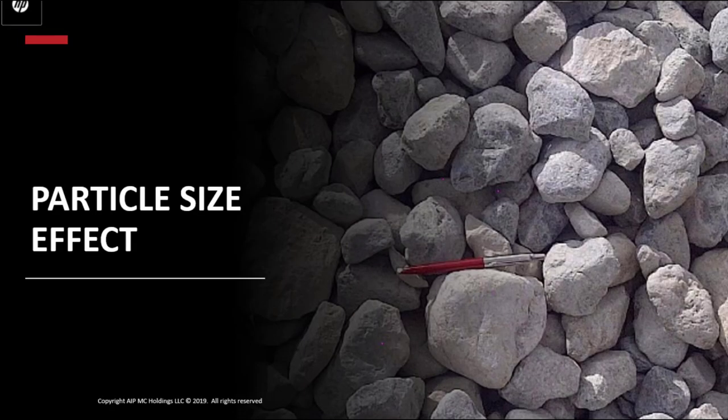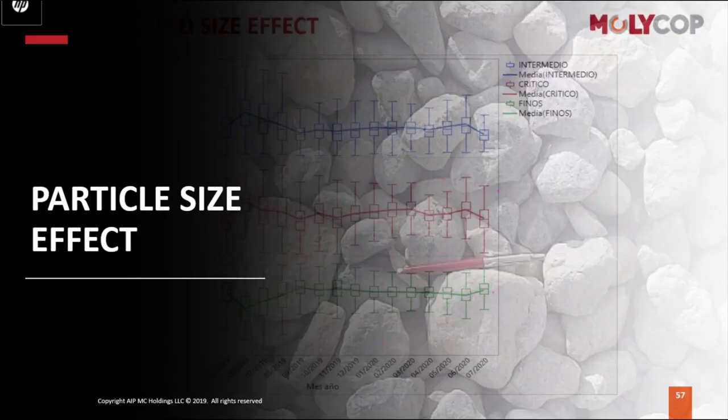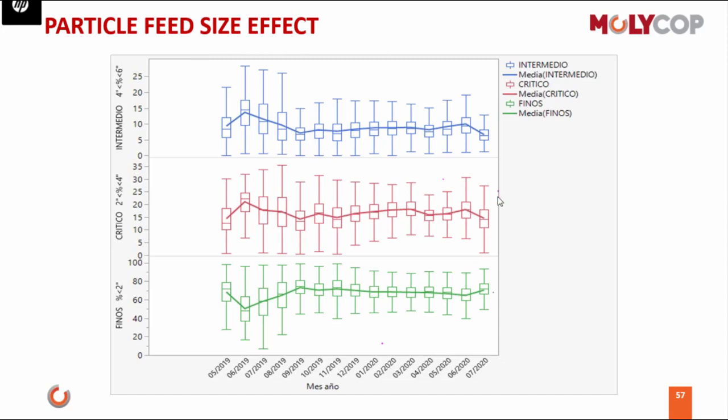What about the particle size? The particle size has a strong effect on the throughput. For example, what is important? First of all, you have to measure how the range of the particle size fits the stockpile. You have to take a range. For example, this range is the fine particles at the bottom. It's minus 2 inches. The critical size is between 2 inches and 4 inches. And the intermediate or coarse particles are going to be between 4 inches and 6 inches.